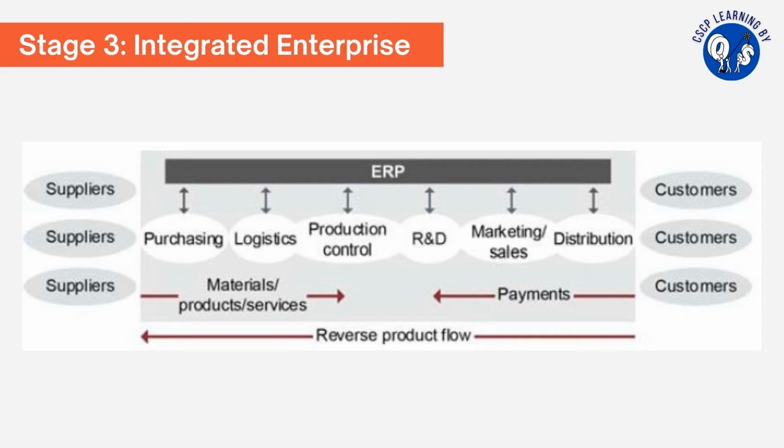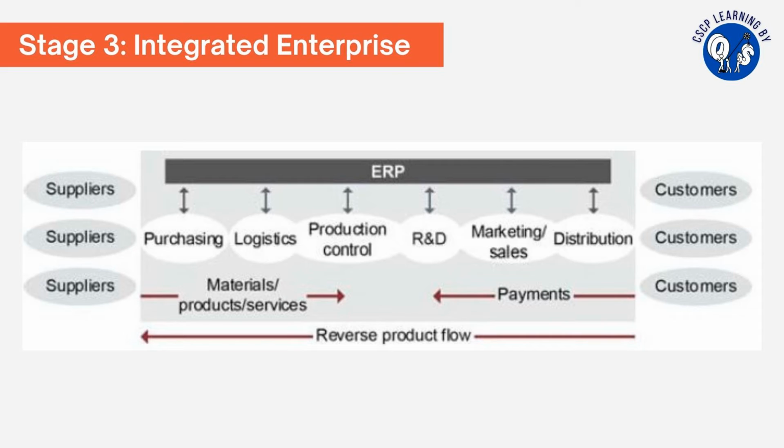Stage 3, Integrated Enterprise. Look at the big square in the middle of this image, which is a central company. You can see that all internal departments are now connected with an ERP system on the top of the square. At this stage, the company isn't just reacting to things that happen, it's being proactive, which means it's planning ahead. It tries to make things simpler and cheaper.